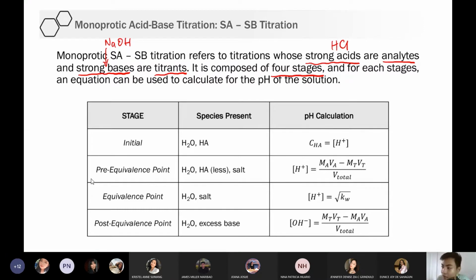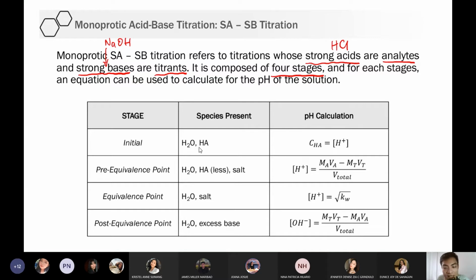Next one, pre-equivalence point. Ano nangyayari sa pre-equivalence point? This is a point where you start adding titrant na sa analyte mo. Nagpapatak-patak ka na ng titrant sa analyte. So kung makikita nyo sa video kanina, dun na yung nagiging pink tas biglang nawawala yung pink. Pag nagpatak ka uli, magiging pink tas mawawala uli. Yun yung pre-equivalence point. At pre-equivalence point, ano yung mga species present? The species present are water. Siyempre, may water talaga dyan.